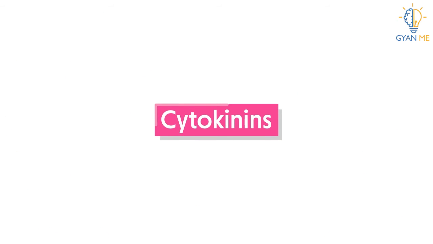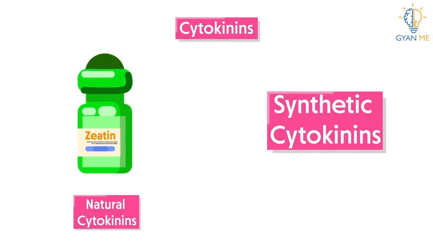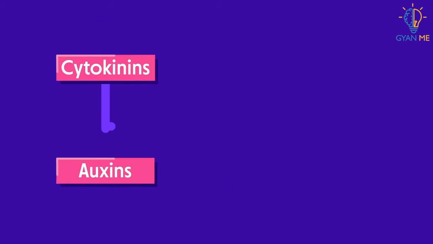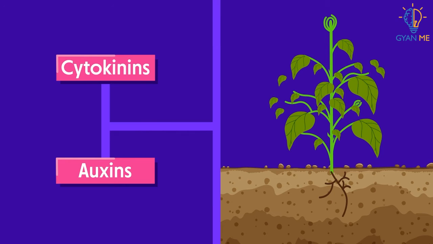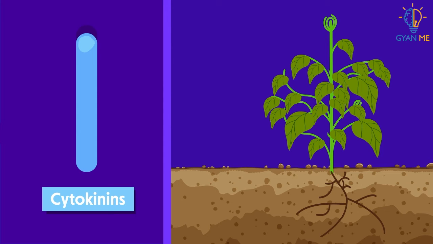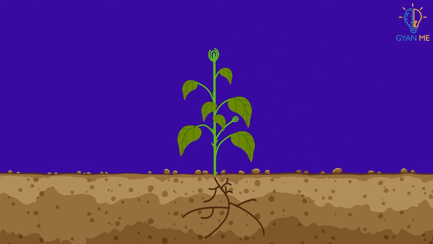Like auxins, cytokinins are also of two types, natural and artificial. Zeatin is an example of natural cytokinin, while kinetin is synthetic cytokinin. Cytokinins together with auxins regulate root and shoot development. If the proportion of cytokinin is more, then shoot development takes place, and if the proportion of auxin is more, then root development takes place. Cytokinins can help plants to overcome apical dominance and promote lateral bud formation. As you will recall, auxins cause apical dominance.